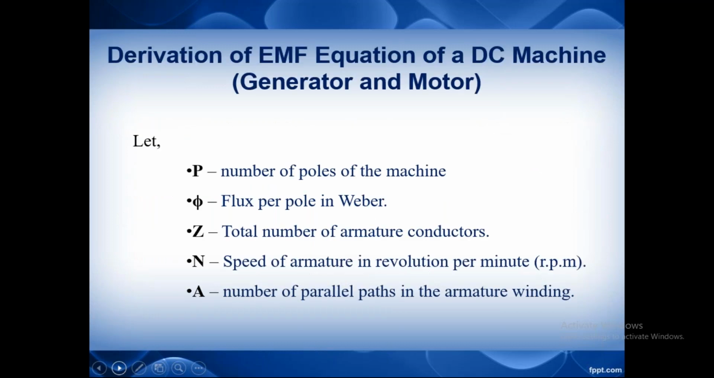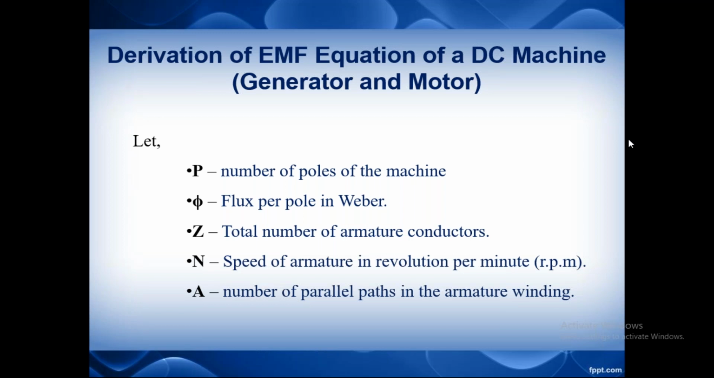The first one is the number of poles of the machine. Suppose the number of poles increases in the machine, what about speed? Speed will increase or decrease? Increase, sir. Yes. The number of poles of the machine is increased. Let me see the relation between the number of poles, speed and back EMF.